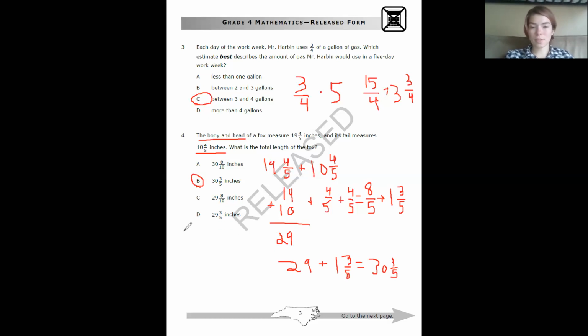Now, the other way you could possibly do this is by multiplying everything out so that we get all improper fractions instead of mixed numbers, and then simplify. So we could turn 19 4/5 into 99/5 by multiplying 19 by 5 and then adding 4. And then we would add that to 10 4/5. 10 times 5 is 50. 50 plus 4 is 54. So that's 54/5. And altogether, we would get 153 over 5. 5 goes into 153 30 times, and then we'd end up with 30 3/5. So same solution either way.